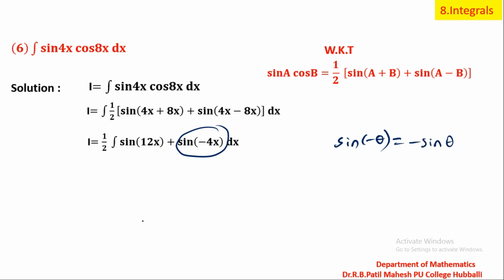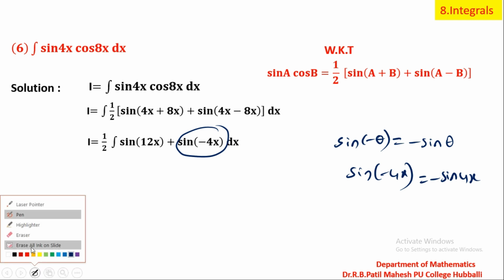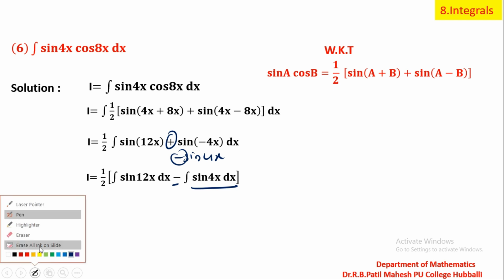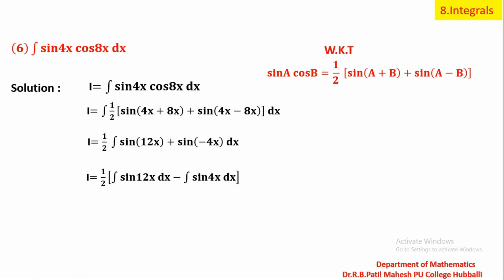So that sine of minus 4x will be minus sine 4x. So I am going to rewrite it as I equal to 1 by 2 as it is, integration of sine 12x. As I told you, minus sine 4x comes. So plus into minus will be minus, and integration of sine 4x for both the functions. So straight away go for integration.